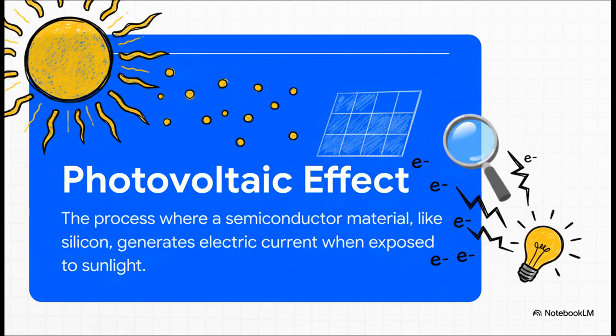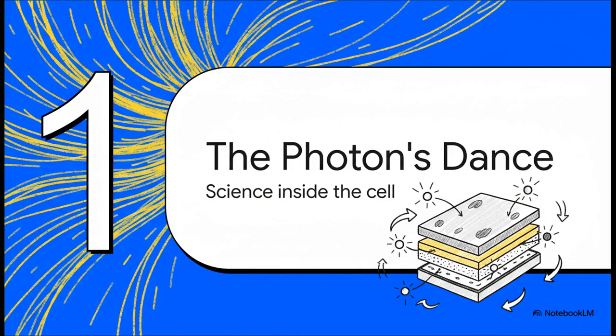So the secret sauce here is a phenomenon called the photovoltaic effect. That's our key phrase for today. It's the fundamental process where a material like silicon has this amazing ability to convert photons, the tiny particles of light, directly into a flow of electrons, which is, of course, electricity. So, how does this effect actually work?